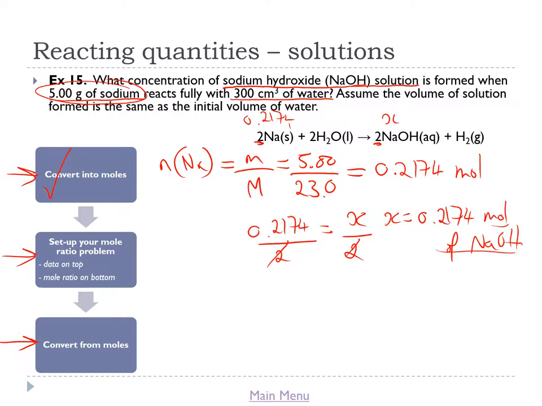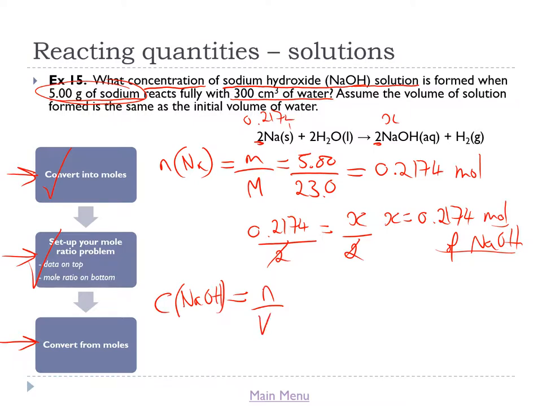Now it's always worth just adding in these extra little bits of labelling, just so it's always really clear exactly what all your numbers mean. So the last thing we need to know then is, because we've done the mole ratio problem, the last thing to do is to convert from a number of moles back into whatever we're being asked. In this case, we're being asked to find the concentration of sodium hydroxide solution that is formed. So let's have a look at that. So you want to say c for concentration of NaOH in brackets equals the quantity in moles divided by the volume, so n over V.